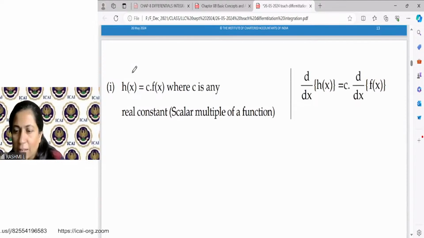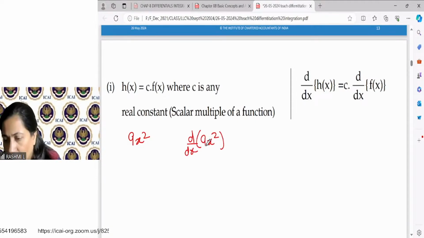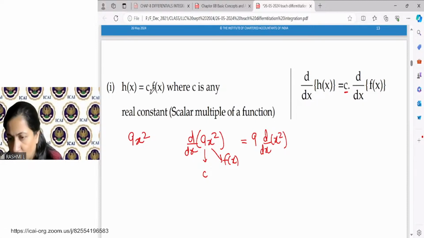So this we have done, that if you have any scalar multiple of a function, you will take it outside. So if we have 9x square and I want to find d by dx of 9x square, this 9 will be my c and this x square will be my f(x). This means d by dx of h(x) is c d by dx of f(x). I will take the constant out, 9 d by dx of x square, and then we will proceed further. So this is one rule.